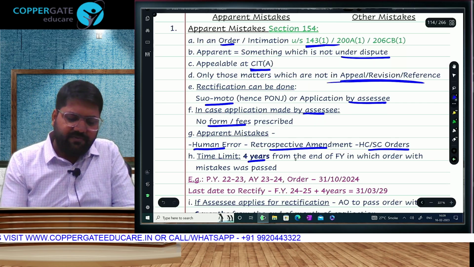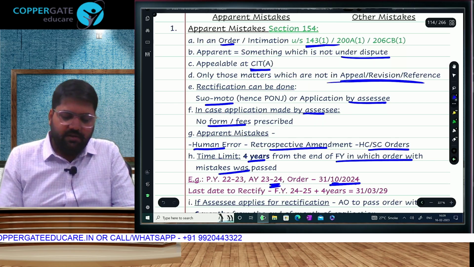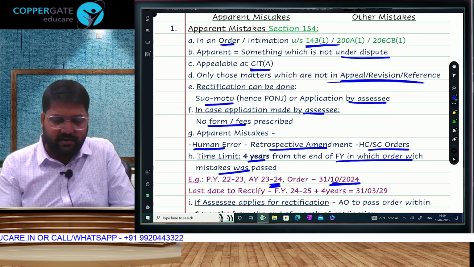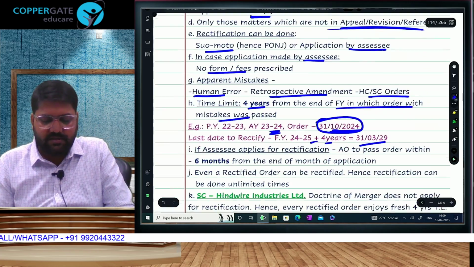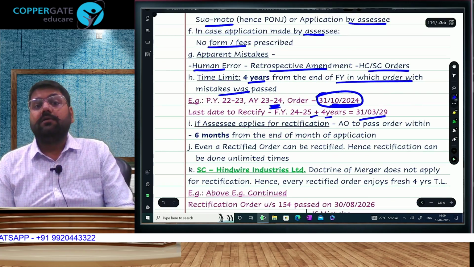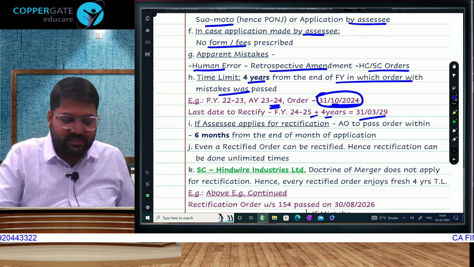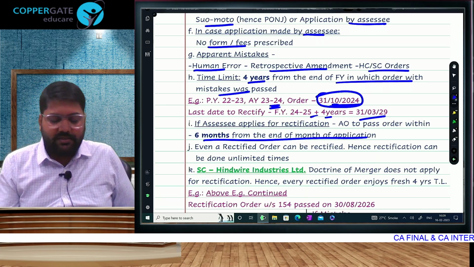The time limit will be 4 years from the end of the year in which the order was passed. So, for example, for this year, the order is passed on this date, which is within the time limit. But if there is any mistake, the last date to rectify will be counted from this year, 2425 plus 4 years, 31st March 29. But if the assessee applies, we can't make him wait for 4 years. If the assessee applies, then we have to do it within 6 months from the end of the month of application.